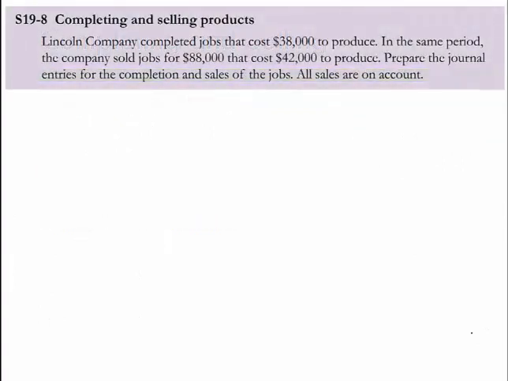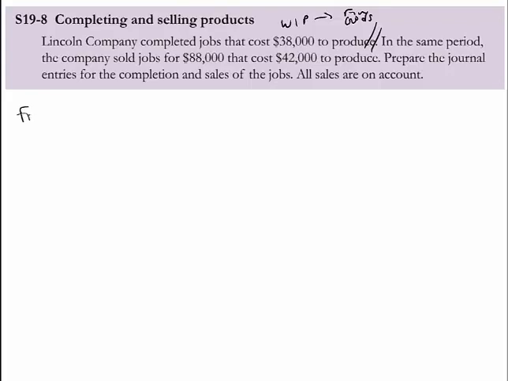If we do one of these, Lincoln completed jobs that cost $38,000 to produce. In the same period, they sold jobs for $88,000 that cost $42,000. This is not the same transaction. I think it would have made more sense to just do one thing that they completed and then sold, but we're not doing that. So this first one here is what's going from work in process into finished goods. And then the second one is what they actually sold, okay?